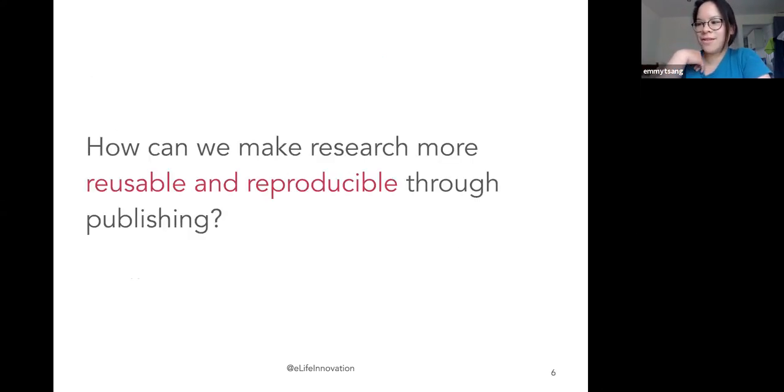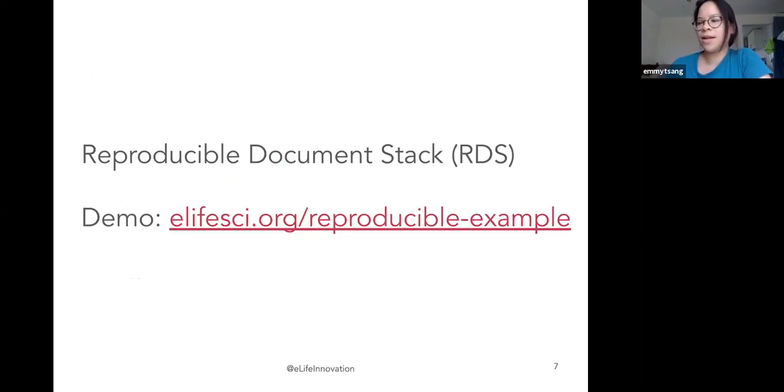So I'm going to tell you about 2 very exciting projects that I'm part of. The first one is called the Reproducible Document Stack. With this experiment, we're hoping to see how we can make research more reusable and reproducible. So I'm going to go straight into what we think is a good solution. It's what we are calling a reproducible document, which encapsulates executable and usable code and data within the flow of a manuscript.